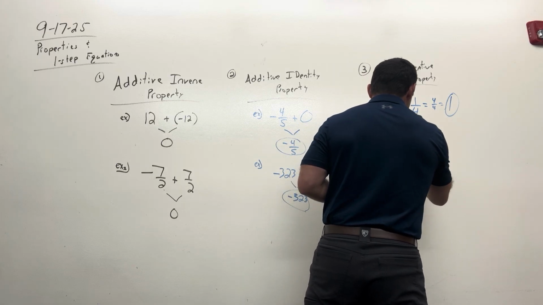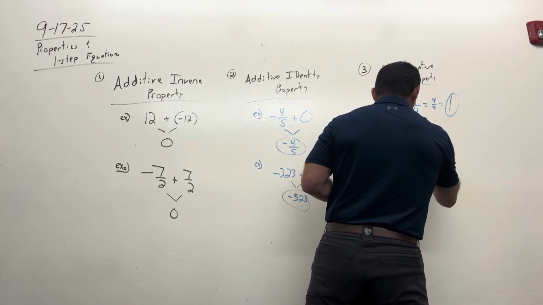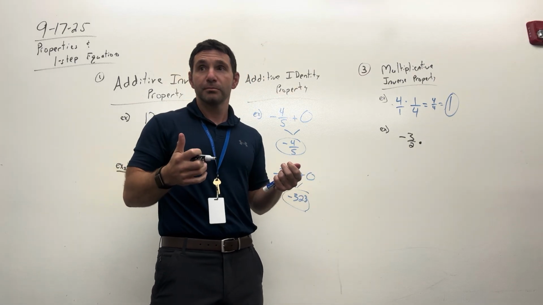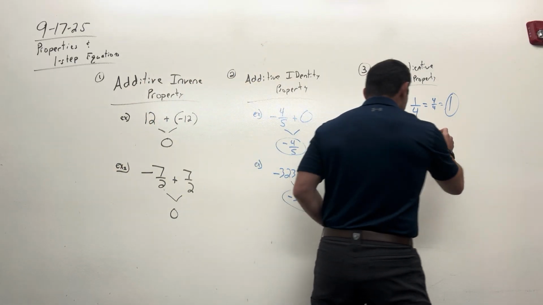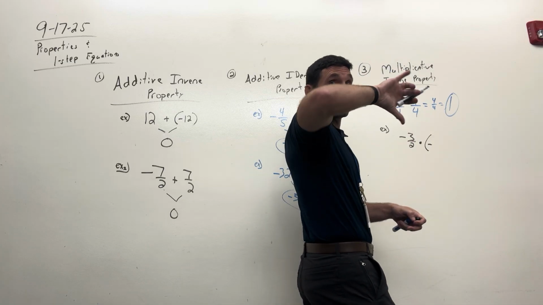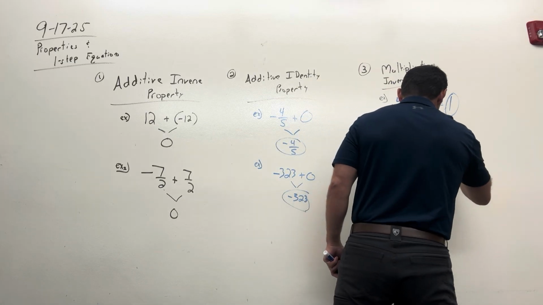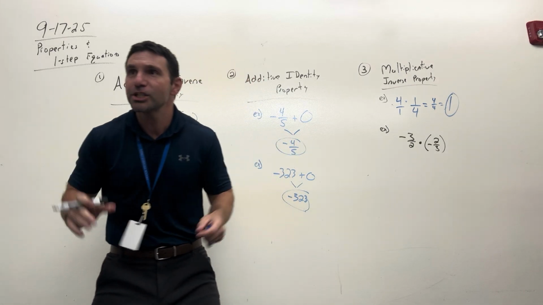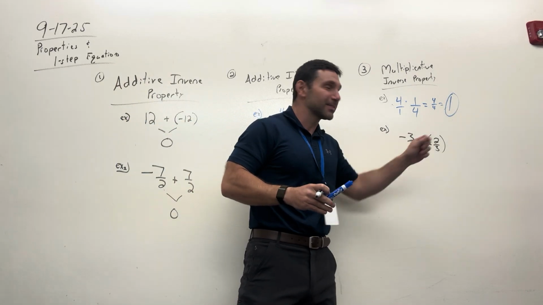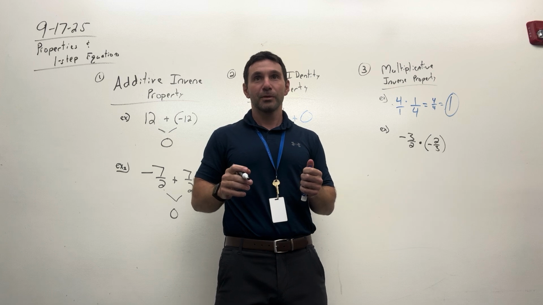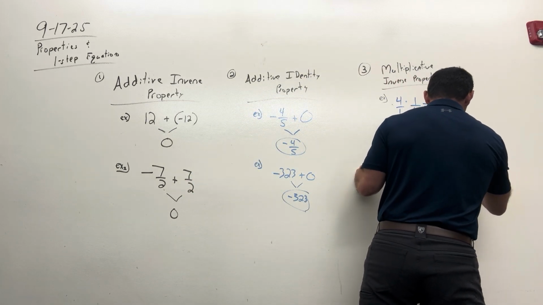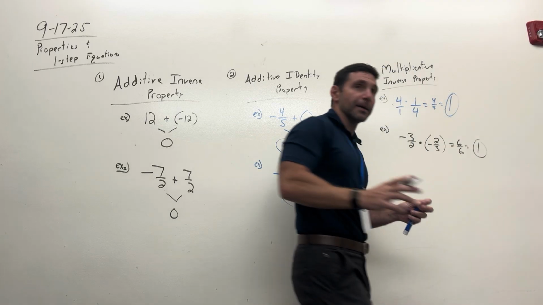Well, what if I have a negative 3 halves? What would I have to multiply negative 3 halves by to get 1? Not negative 3 halves, negative, huh? Negative 2/3. But Mr. H, why is it a negative as well? Great question, I'm glad you asked. Negative times a negative is? 3 times 2 is positive 6. 2 times 3 is positive 6, which is positive 1. Okay.